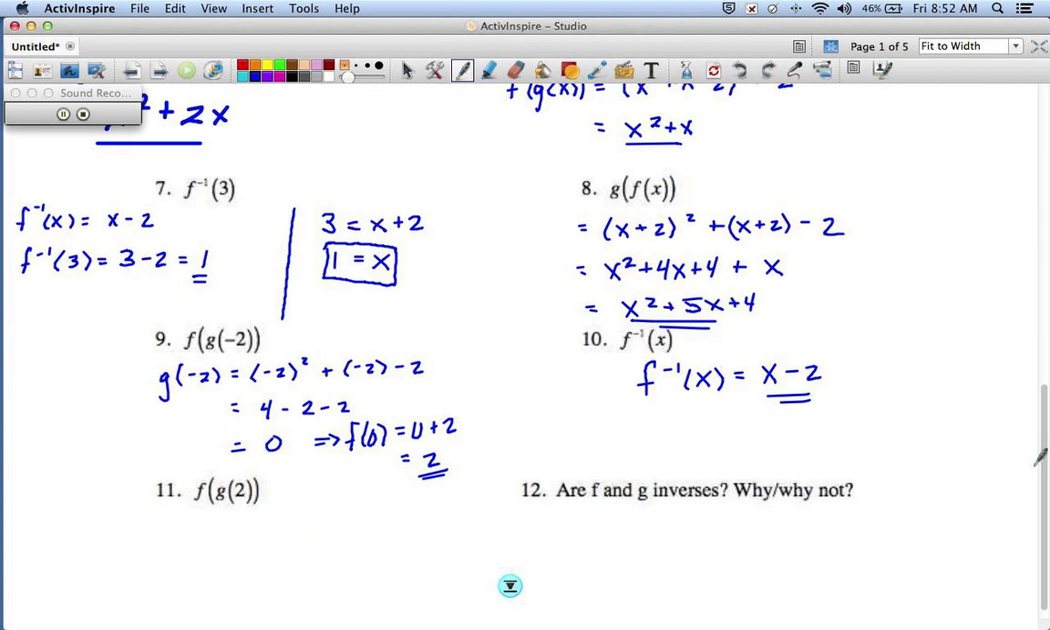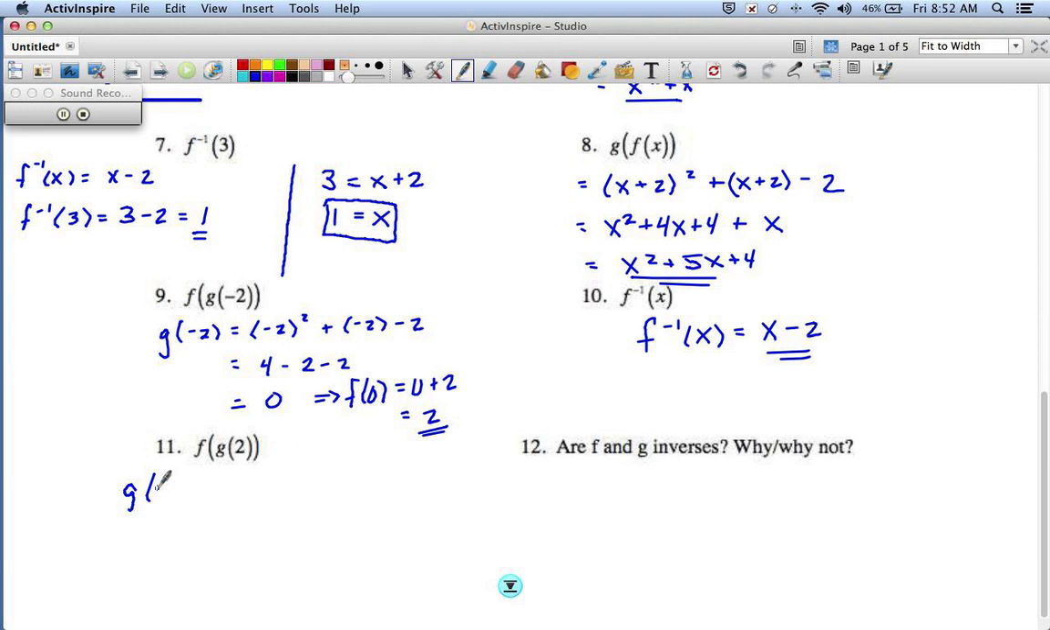And f of g of 2. So g of 2 will be 2 squared plus 2 minus 2, which is just 4. And then I need to do f of 4, which will be 4 plus 2, which is 6. And I'm going to scroll up.